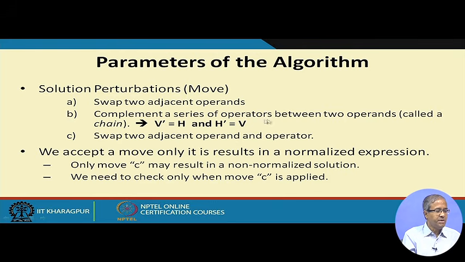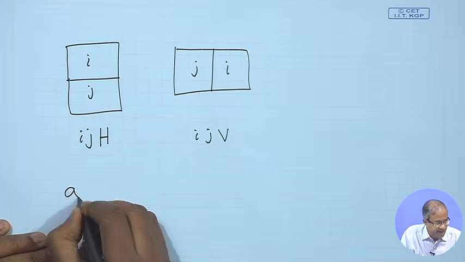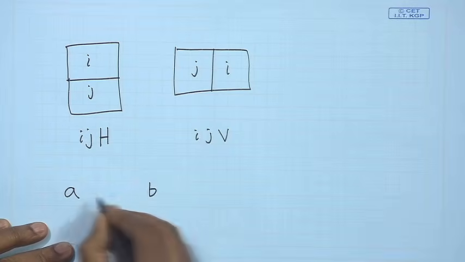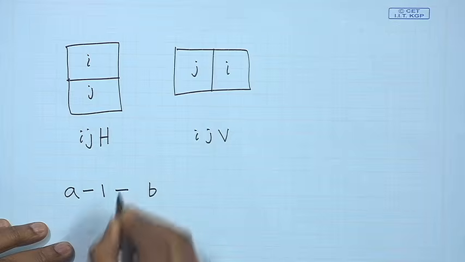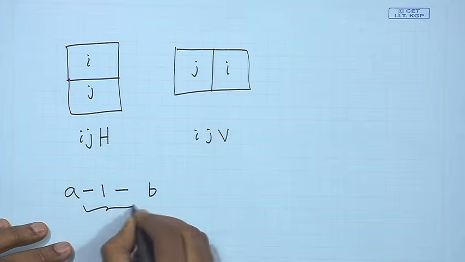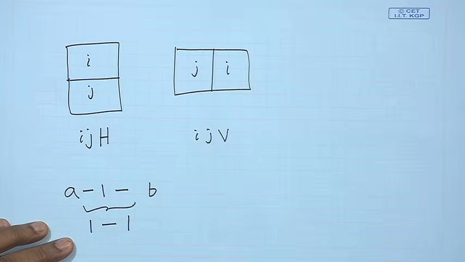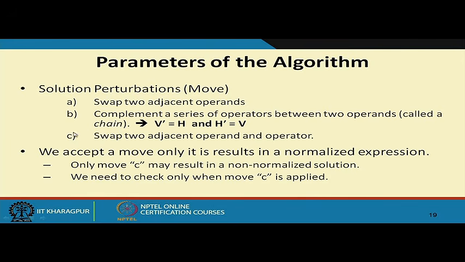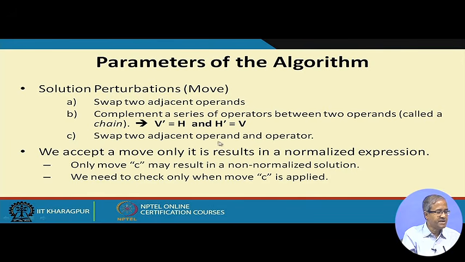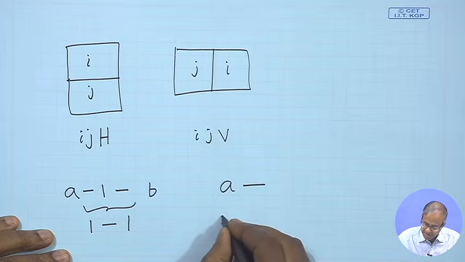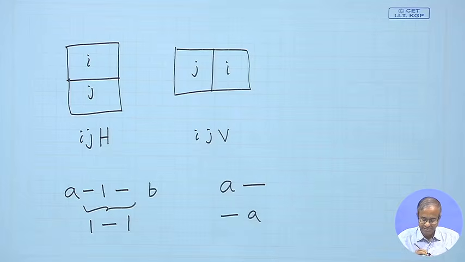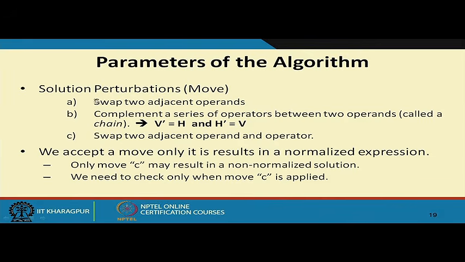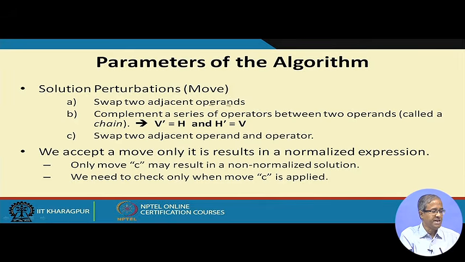See, complement a series of operators between 2 operands means, suppose I have a block A, I have a block B, and between them say I have dash, bar, dash. So, you replace these by bar, dash, bar, complementing each of them. Okay. This is called a chain. And the third move says swap 2 adjacent operator and operand. So, if you have A dash, you replace it by dash A, swap them. And the first one is of course swap 2 adjacent operands, that means if it is A B, make it B A.